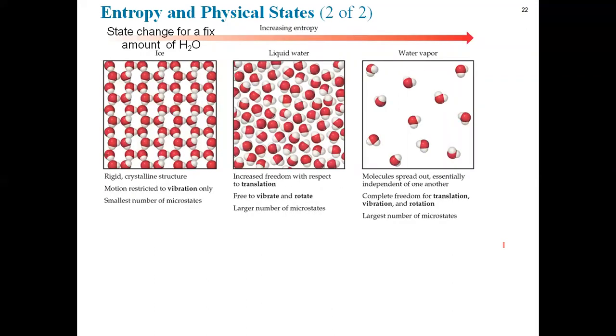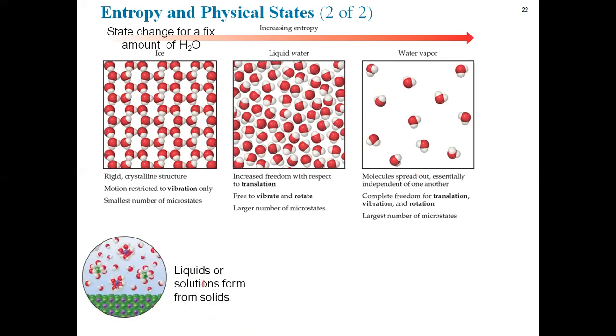So this slide shows us, first, we want to see the state change, the state change for a fixed amount of H2O. And you can see going from ice to liquid water to water vapor, increasing entropy. Even though in the last picture we only see a few H2O molecules, that's not really what we want to compare. We want to compare the same amount.